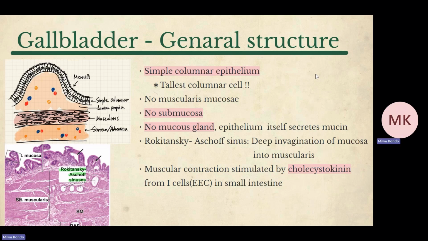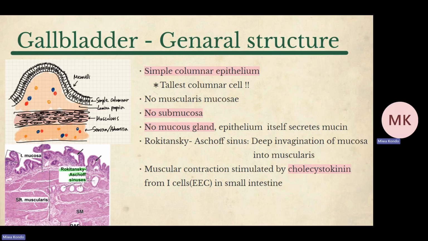Next, let's move on to the gallbladder. The type of epithelium in the gallbladder is simple columnar, and it's said to be the tallest columnar cells in the body. Beneath the epithelium, there's the lamina propria, which forms folds. There are no muscularis mucosae or submucosa. Instead, the muscularis comes directly after the lamina propria.